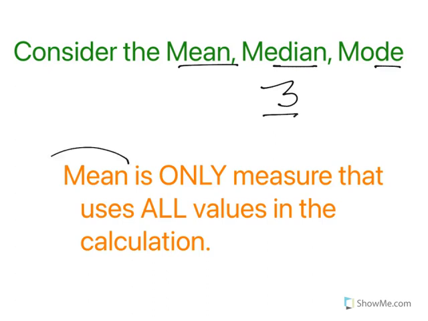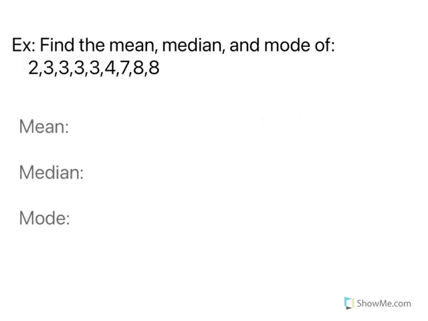And the mean, just recall, the mean is the only measure that uses all values in the calculation. Just keep that in mind as we're playing. So let's go ahead and do an example. We're going to find the mean, median, and mode of the data set 2, 3, 3, 3, 3, 4, 7, 8, 8. There are 9 numbers in this data set.